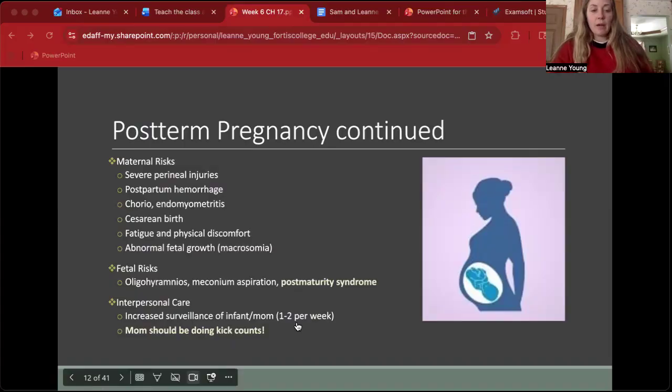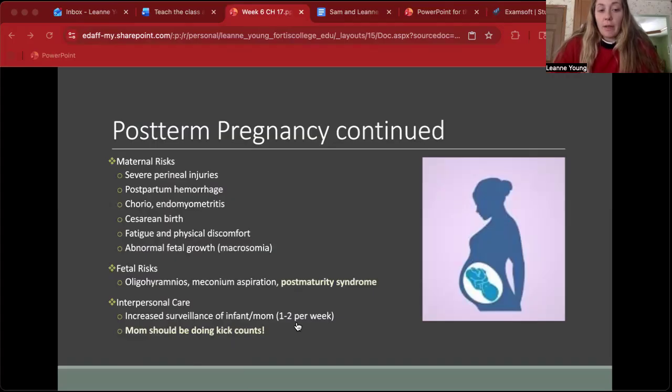How are we going to care for this patient that's post-term? We're going to increase the surveillance of the infant and mom. So if a mom goes over 40 weeks gestation, they are going to want to see her in the office at least once, if not twice a week. Mom needs to be doing fetal kick counts. We need to stress this with her. At any point after 28 weeks, we're telling them to do their fetal kick counts, but especially when they're over 40 weeks, whenever they are considered post-term, we need to have them be doing their fetal kick counts.